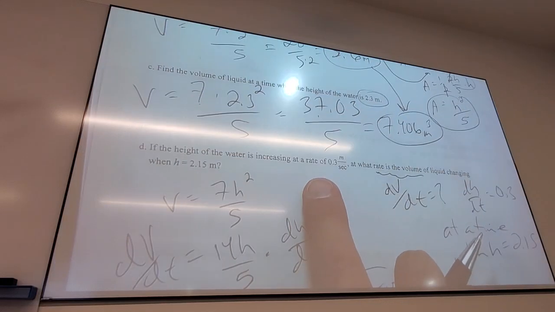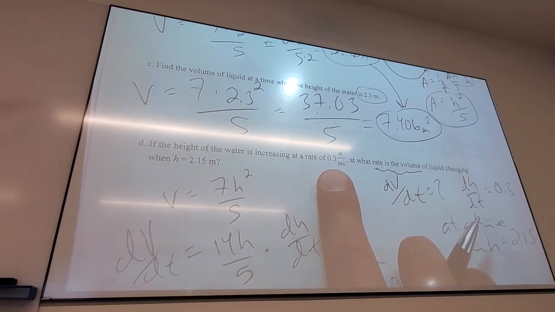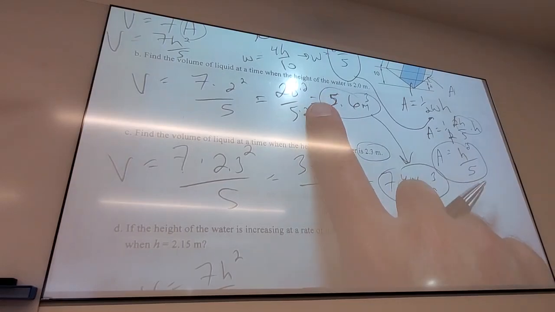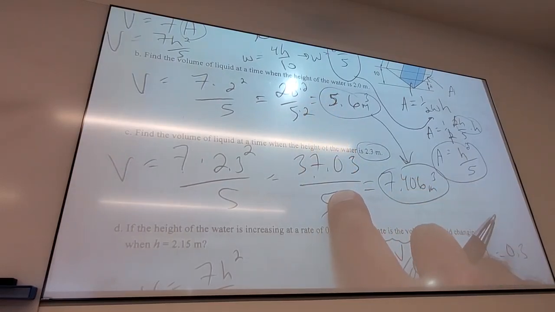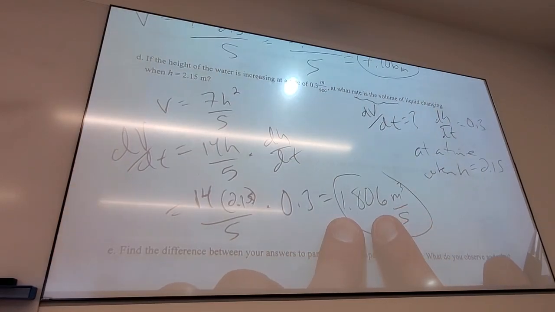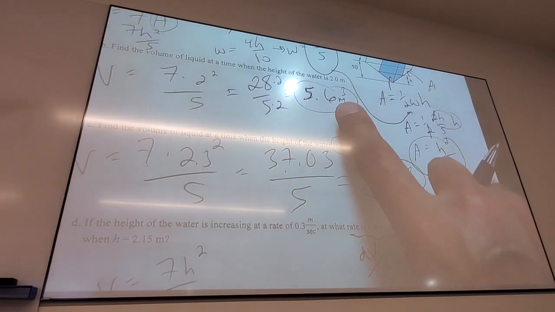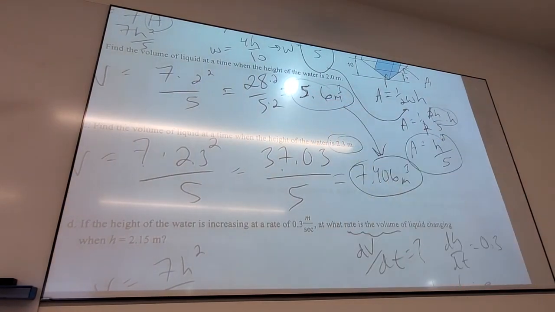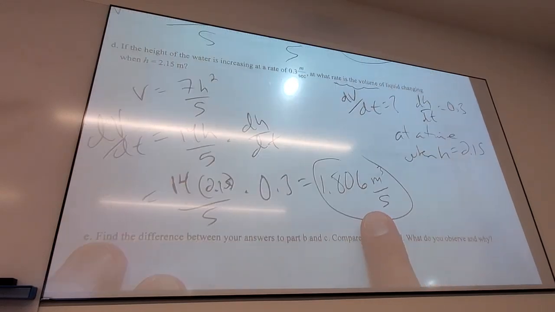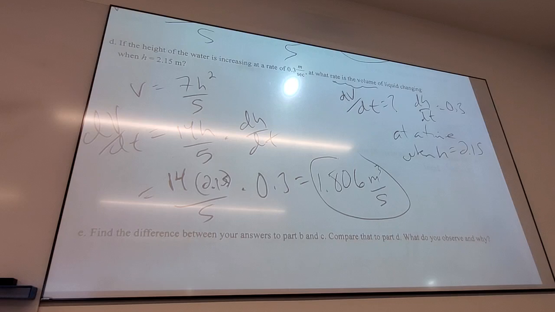And by the way, how much did the height change from here to here? 0.3 meters. And how much did I say it was changing per second? So how much time was between these two? 1 second. And I say the volume is changing by 1.806 meters cubed per second. So our actual physical measurements match up with our prediction, which is always nice.